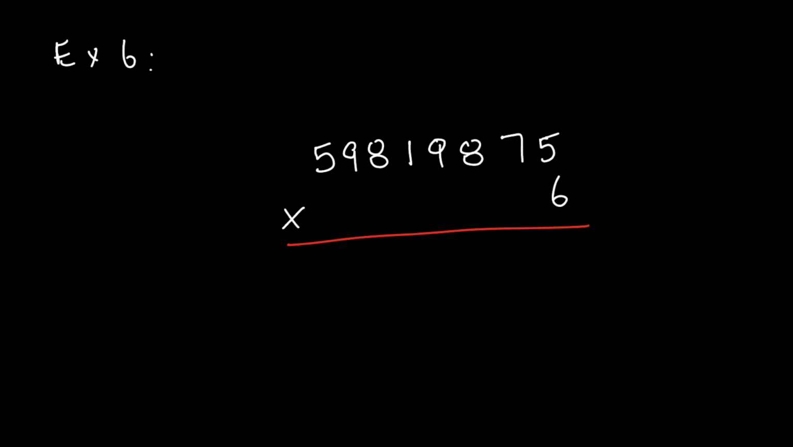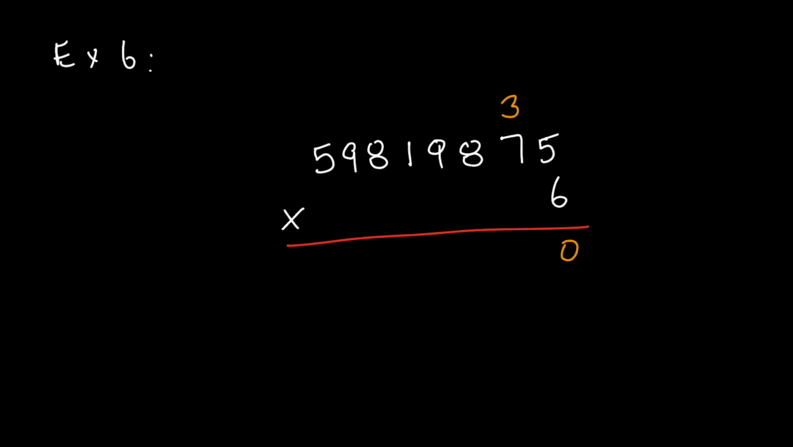Again, here we have 59,819,875 times 6. We will again continue to work right to left, and we will multiply 6 times 5. 6 times 5 will give us 30. Since we have a result that is 2 digits, we will carry the 3 on top of the 7 and then leave the 0 here. Next, we will do 6 times 7. Since there is a 3 on top of the 7, we will add the result of 6 times 7, which is 42 to the 3, and we will get a result of 45. And we then need to carry the 4 and leave the 5 here.